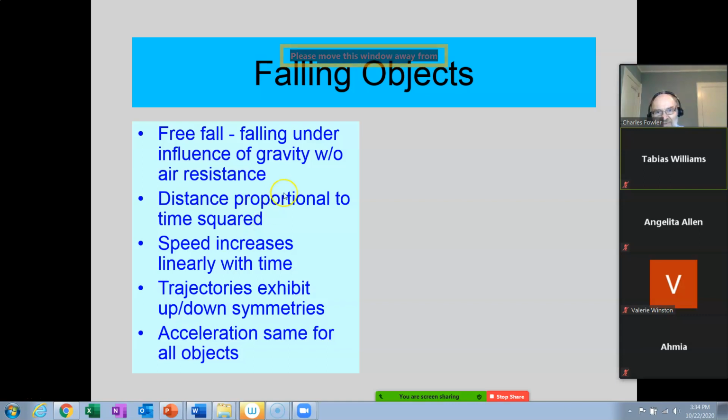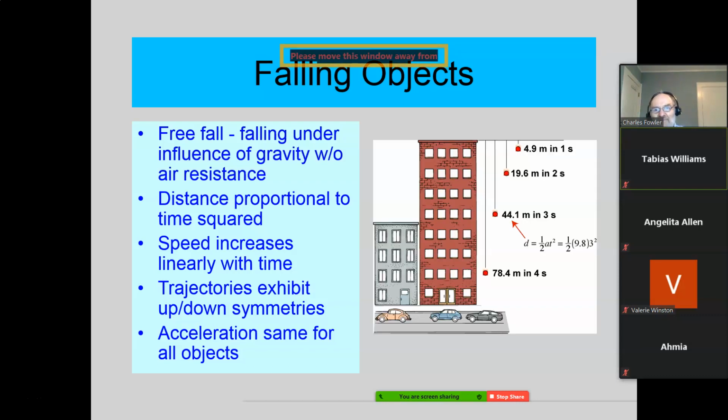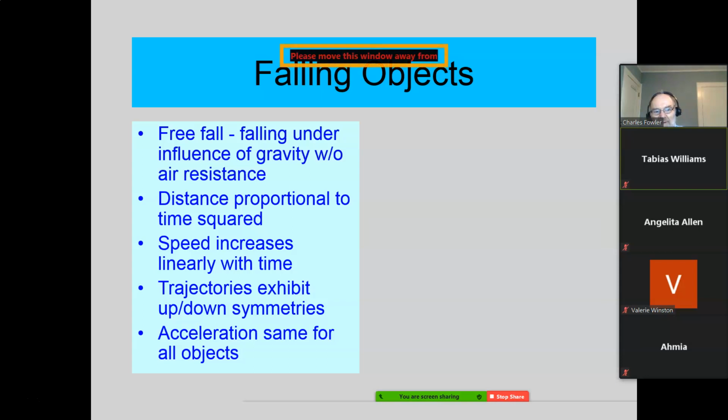I can't get it to advance. It still won't advance. Let's try it this time. Yeah, that formula shows distance is proportional to time squared. Speed increases linearly with time. Oh wait, let's go back.